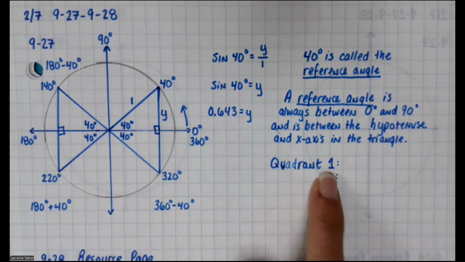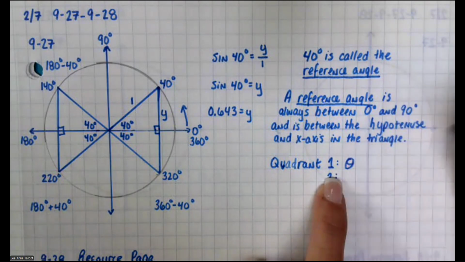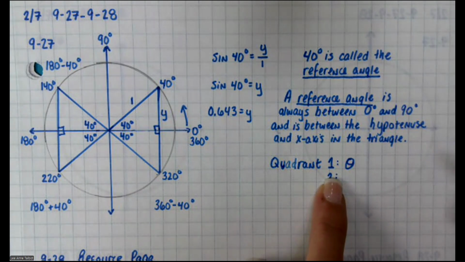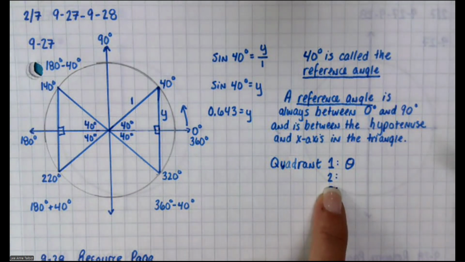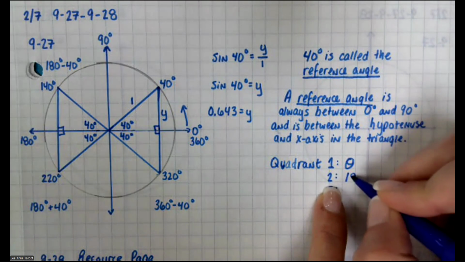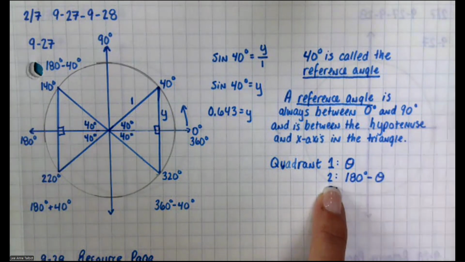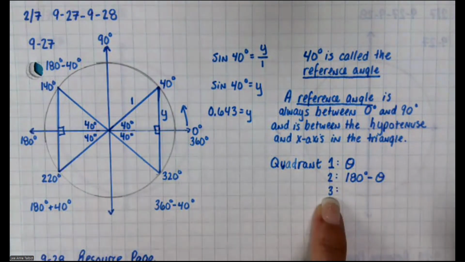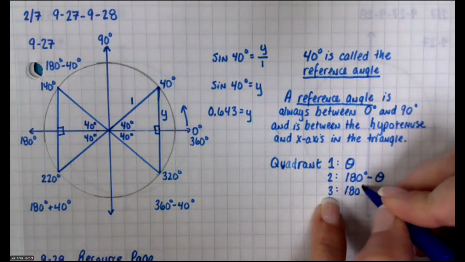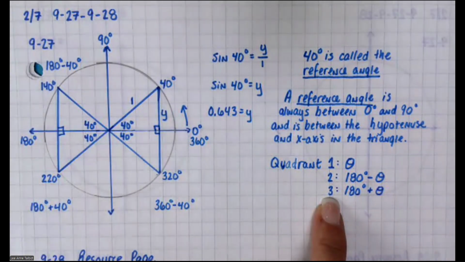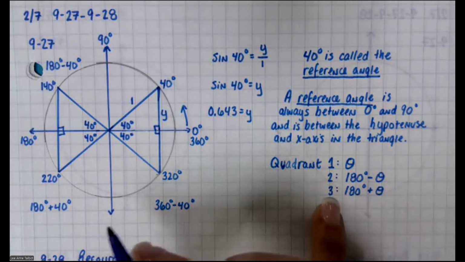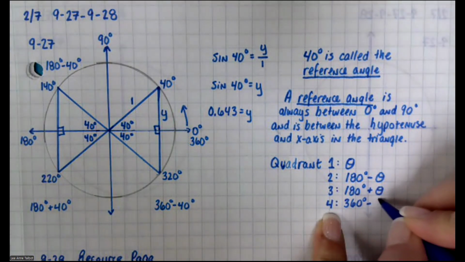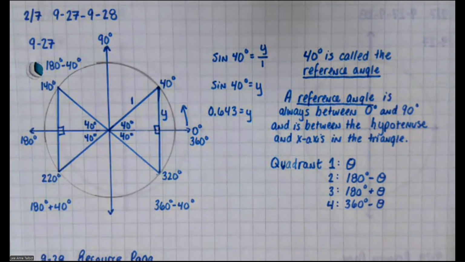Okay, in quadrant 1, the angle itself is the reference angle. I'm going to use theta as my x here. You can put x if you don't like theta. In quadrant 2, I did 180 degrees minus theta to get my quadrant 2 angle. In quadrant 3, I did 180 degrees plus theta to get my quadrant 3 angle. And in quadrant 4, I did 360 minus theta to get my quadrant 4 angle.